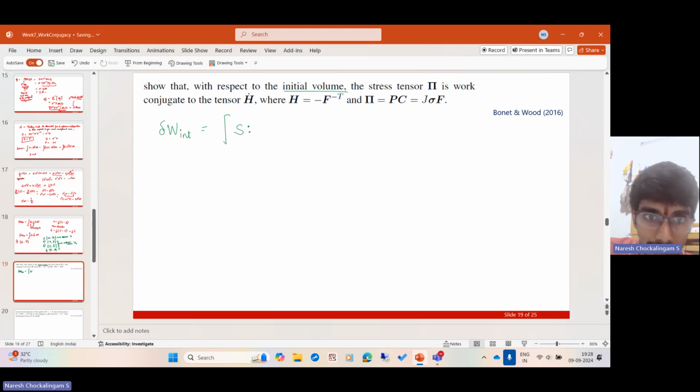So S is work conjugate to... so let's see which is easier, right? You have a PC here. Okay, so let us somehow get PC in this, right? What is S? It is F inverse P.